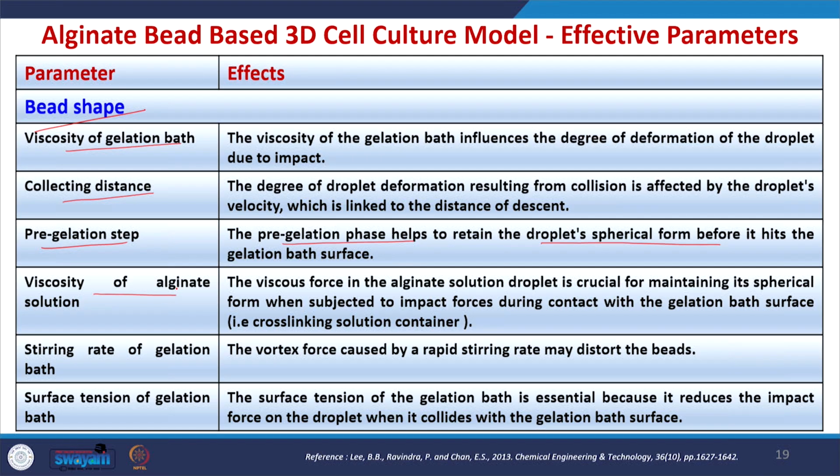The viscosity of alginate solution is very crucial for maintaining the spherical form. And next one is stirring rate of gelation bath. The vortex force caused by a rapid stirring rate may distort the beads. And the last one is the surface tension of gelation bath.